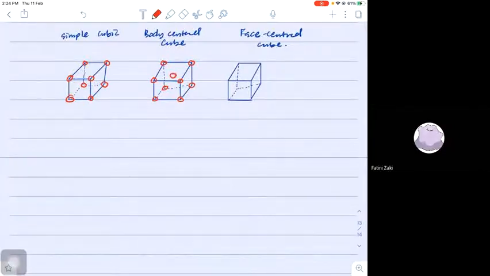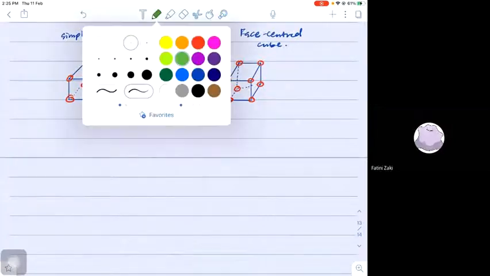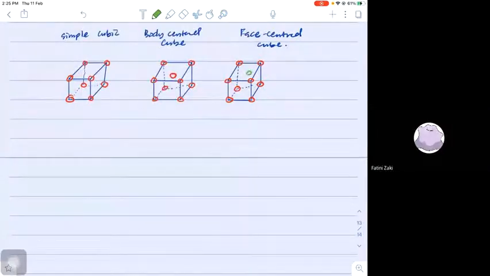And then for the face-centered cube, the particles at the corners, the examiner will check whether that is enough particles. You are supposed to have 8: 1, 2, 3, 4, 5, 6, 7, 8. And then the particles at the faces: the back one, the upper one, the side one, the bottom one, the front face, the side face. So 1, 2, 3, 4, 5, 6.